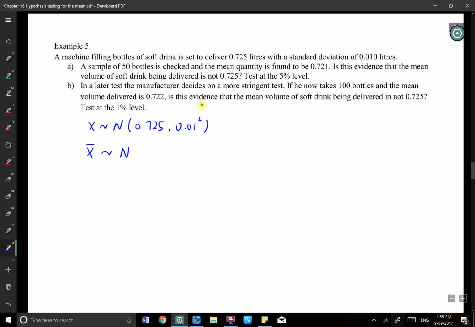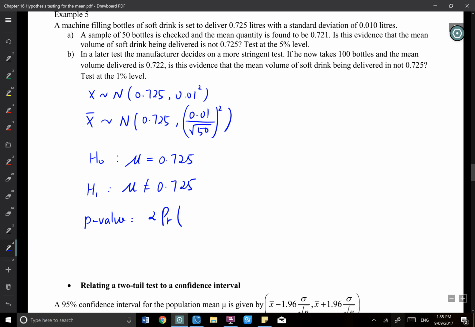What I want is a p-value. My p-value must be for a two-tailed test. It's two lots of the extreme value I observed, left or right. So I observed the value of x bar, lowercase x bar, 0.721, which is below my mu. So I will talk about x bar less than that value. I can't go greater. If it's greater, it's over 50% already. So it's less than that.